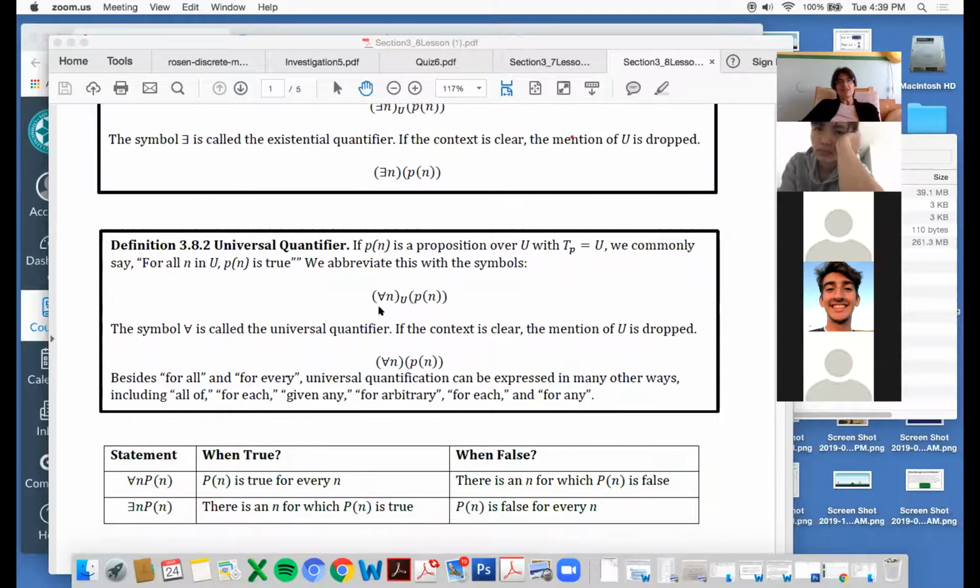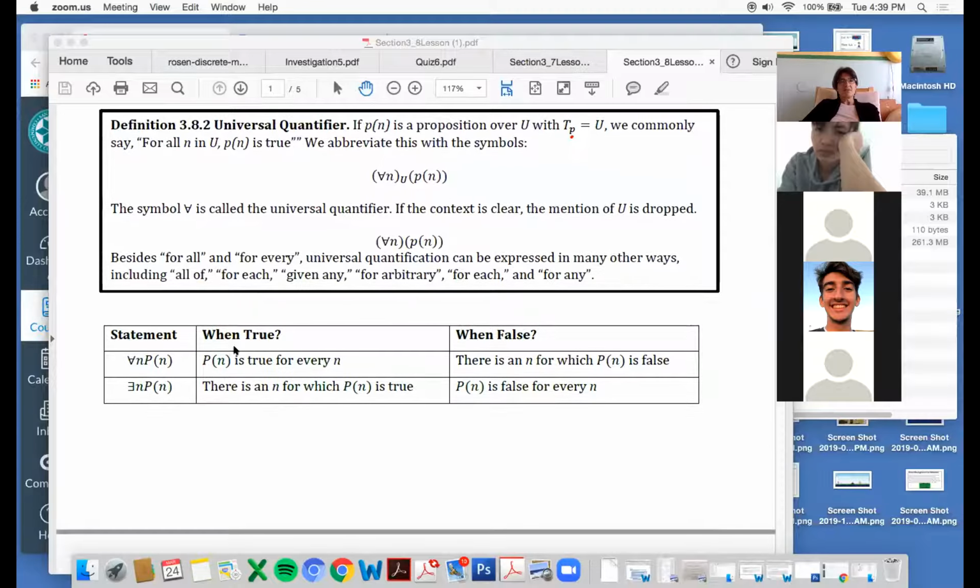And the universal quantifier is this inverted A. The universal quantifier says that the proposition is true for all values in the universe. So this basically describes a tautology. When you see a statement like this, the proposition is true for all values of n. This is called the universal quantifier. All right. So we want to look at when these are true or false. For the universal quantifier, the proposition is true for every value of n in the universe. And it's false if you can find a counterexample, just one value of n for which the proposition is false.